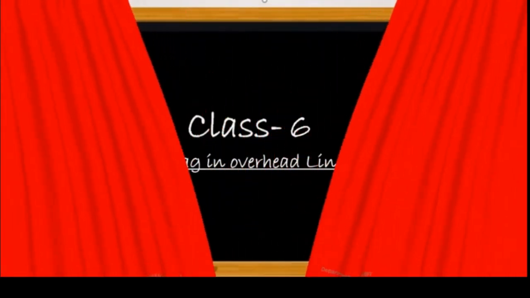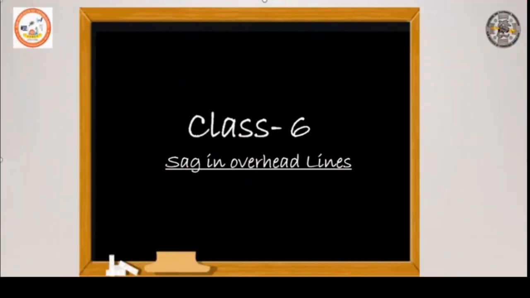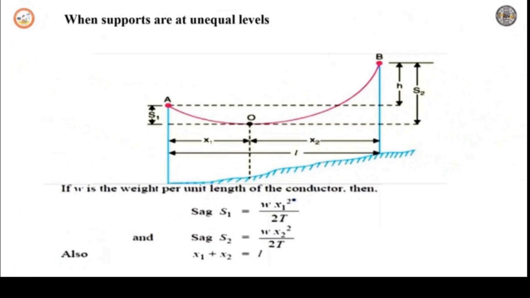Now we are moving on to the next part, that is sagging of overhead lines when supports are at unequal levels. See the diagram shown here. We know that in many situations, practically it is not possible to have the supports at the same level. It is necessary to use supports at different levels in areas including small hills, rivers, uneven roads, etc. This figure shows an overhead line supported at supports A and B, which are at unequal levels.